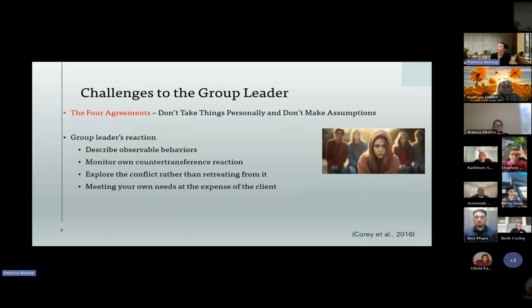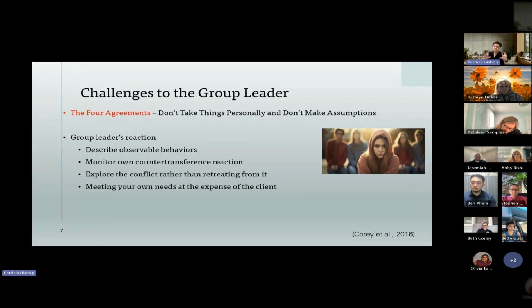So, challenges to the group leader now. Just so happens that this is a perfect time to incorporate the four agreements, right? And I would just like to preface the two that we're also going to be talking about tonight: don't take things personally, and don't make assumptions, right? So if you just keep those in mind for a moment while we go through some challenges to the group leader, right?